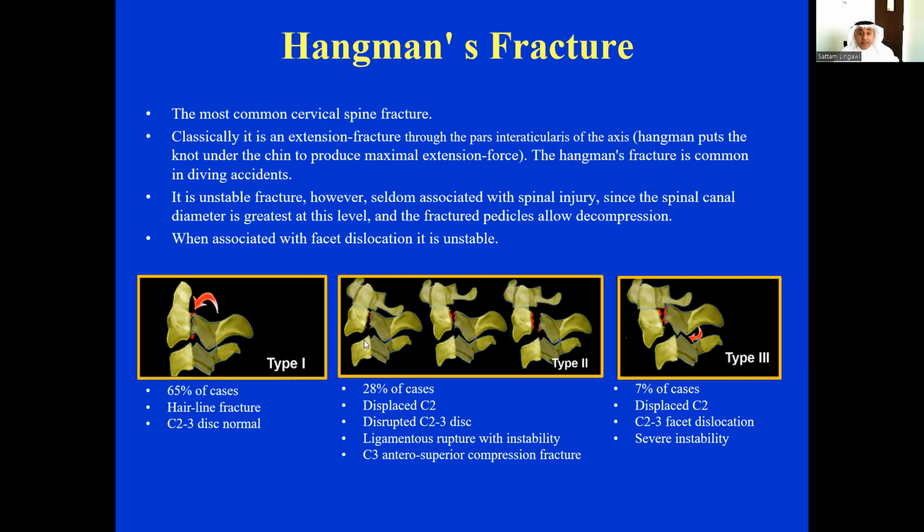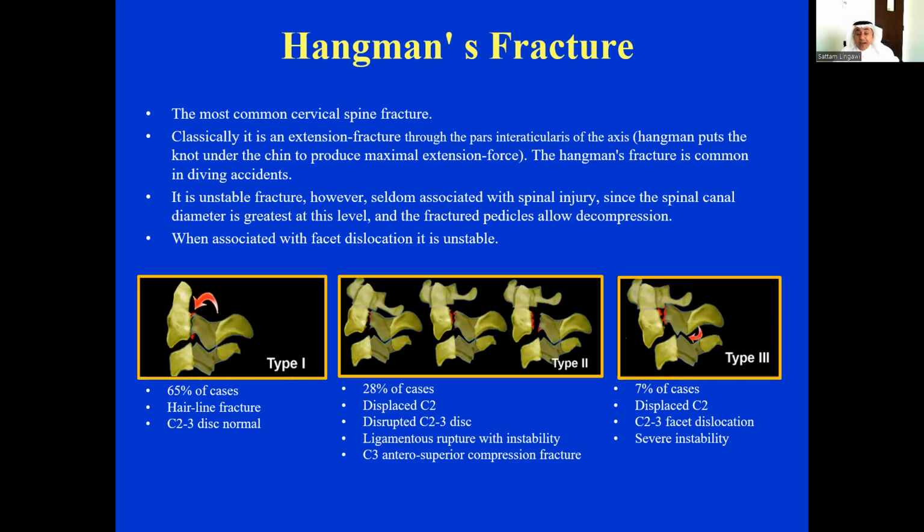Now, if the fracture is associated with anterior or posterior tilting of the odontoid process, or associated with facet lock, or associated with other types of fractures and ligamentous injury, then this is a type 2 fracture accompanied with disruption of the intervertebral disc. This is less common, however, and it is unstable. However, again, it is not associated with significant neurological deficit.